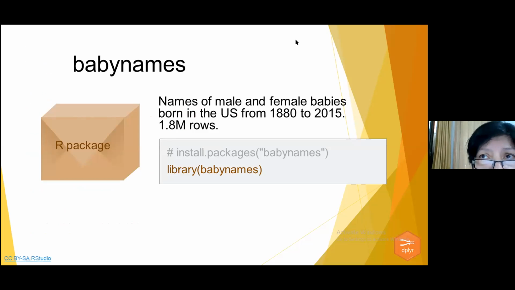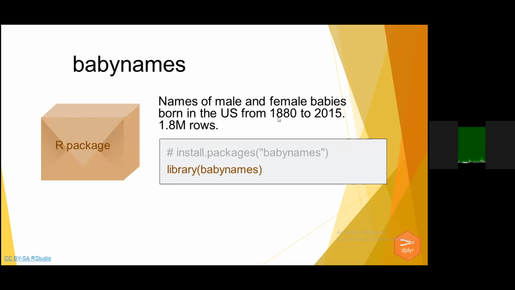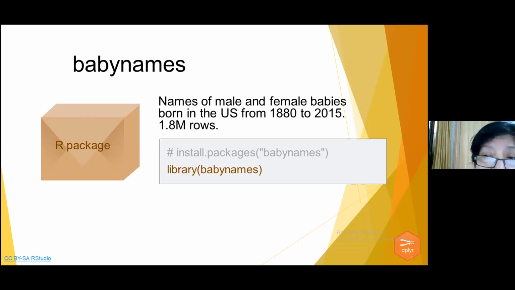The first data set, ladies and gentlemen, that we are considering today, is called baby names. Now, these are names of male and female babies born in the United States from 1880 to 2015. These are 1.8 million rows. It's a huge data. In fact, when in 2018, I was doing it in Vancouver, they had data up to 2015. Now, if you go to Google and find it, you will find the data is up to 2017. So after having installed the package baby names, you will have to load the library baby names.